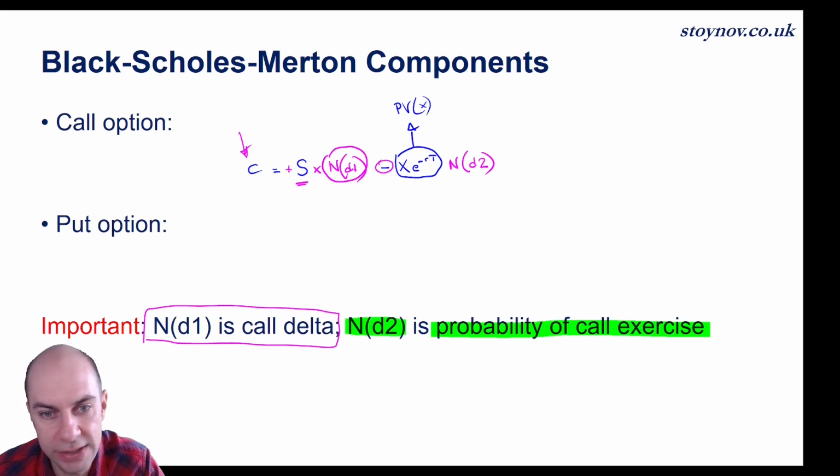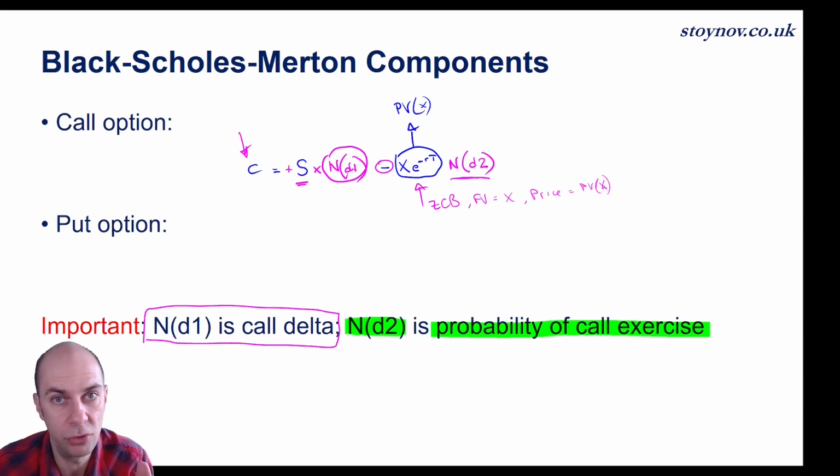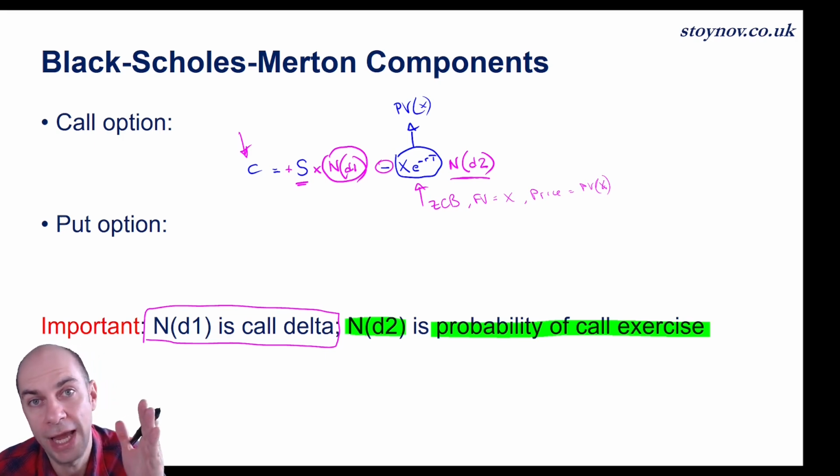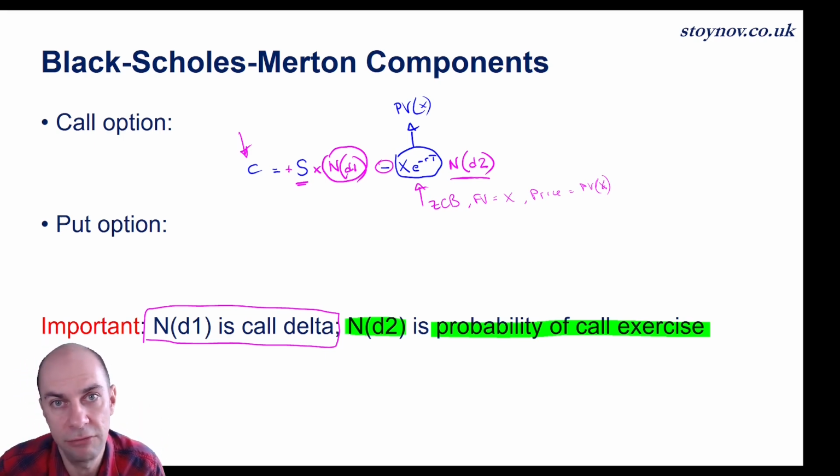And then this minus is telling you need to short. Well, what do you need to short? You need to short ND2 units of, what is this? This is a 0 coupon bond with a face value of strike and a price today of PVX. Okay, let me say one more time. To create a synthetic call option, you need to long ND1 units of stock and you need to short ND2 units of 0 coupon debt.